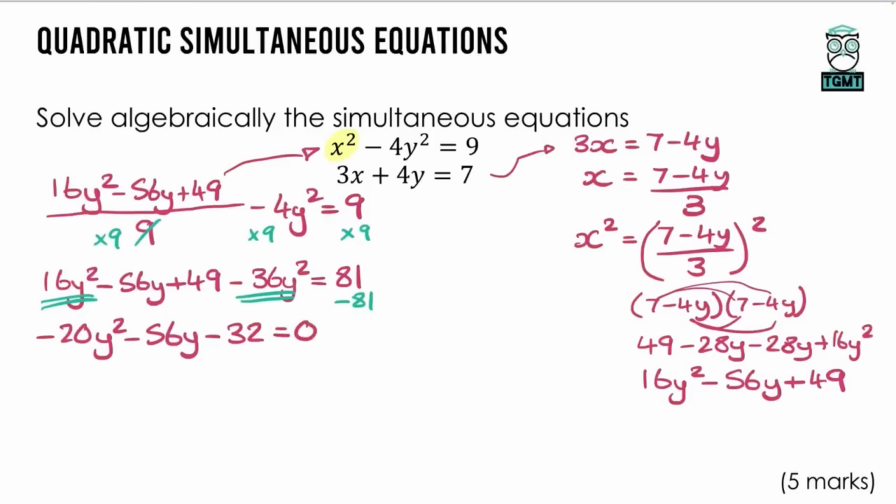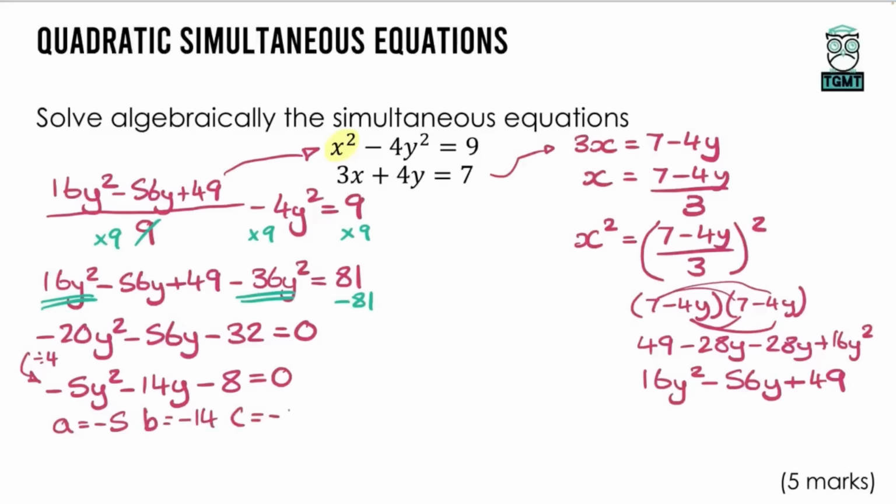Now at this point I can just write down the values of a, b and c and put it into the quadratic formula. However, I can see that these numbers divide by 4, so just to make the numbers a little bit nicer, I'm going to divide them all by 4, and that gives me minus 5y squared minus 14y. Again, you can just type this in on the calculator, and then minus 8 is equal to 0. I do just have some slightly nicer values of a, b and c now to use in the quadratic formula. So a is equal to negative 5, b is equal to negative 14, and c is equal to negative 8.